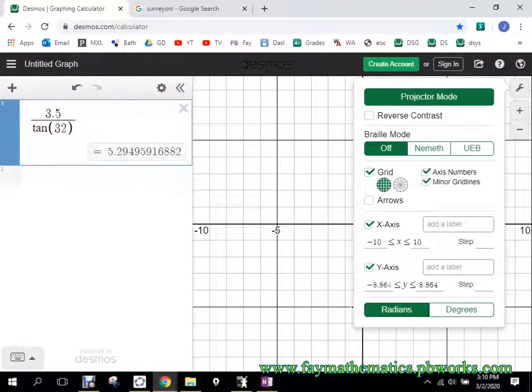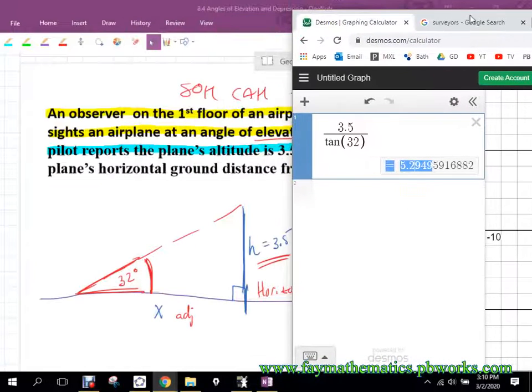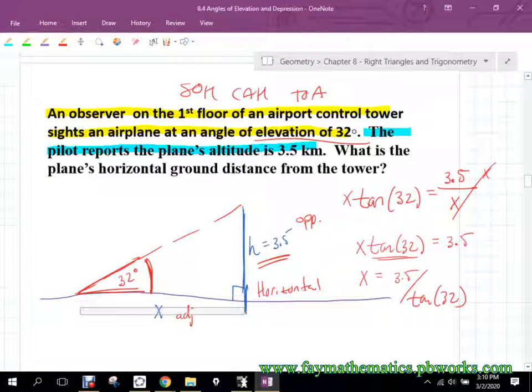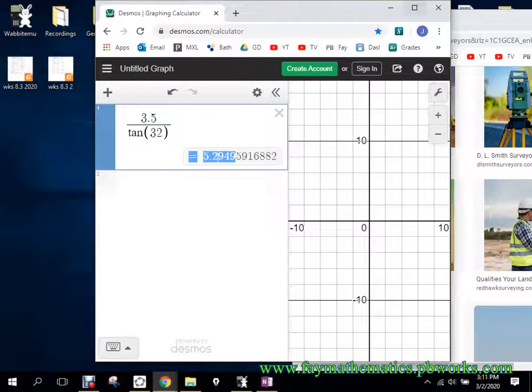I'm going to do this. When I open Desmos, by default, at least right now, if you get on their website and open it, it's in radians. If I type 3.5 divided by tangent 32, and I don't pay attention that I'm in radians, and it doesn't even remind me that I'm in radians, I get a number here, 5.29. Now think about this. If this airplane was off the ground at 3.5 miles or kilometers, does a distance of 5.29 seem somewhat appropriate? It's not ridiculous, right? It's not like 10,000 or negative. It seems like that could be legitimate for that distance.